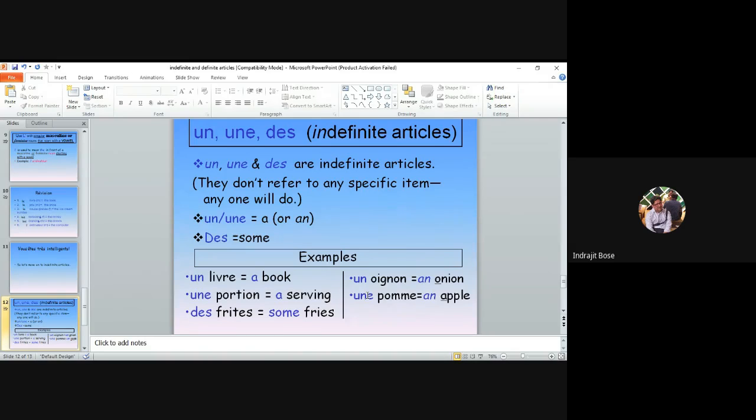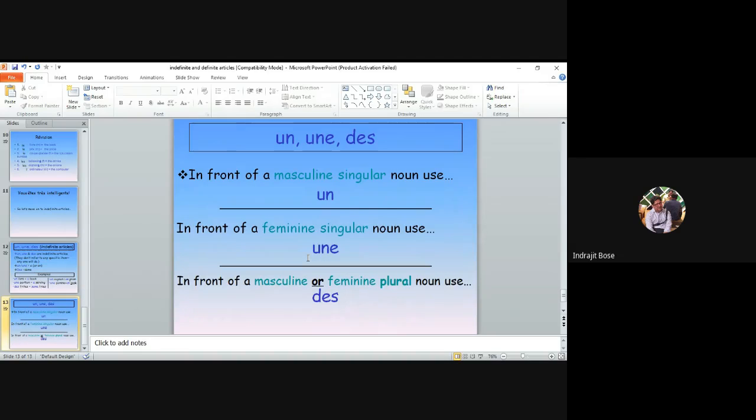So a simple rule of thumb will be: you find out whether it is masculine or feminine, and accordingly you will put either un or une. Une pomme, that is an apple, is feminine, so you have to put une there. In front of a masculine singular noun, use un. In front of a feminine singular noun, use une. In front of a masculine or feminine plural noun, use des.